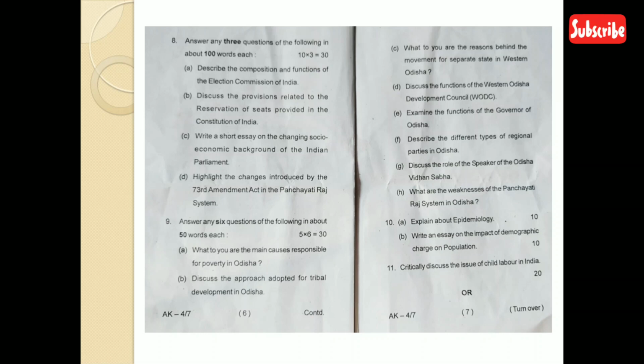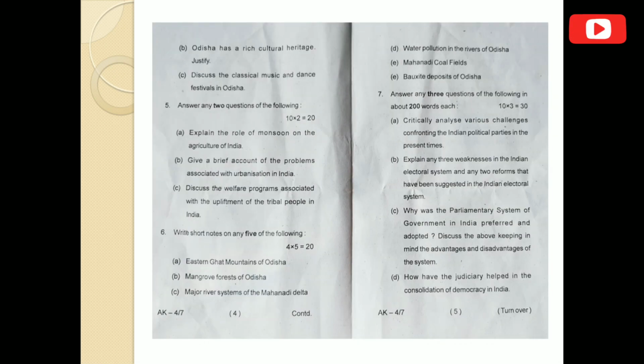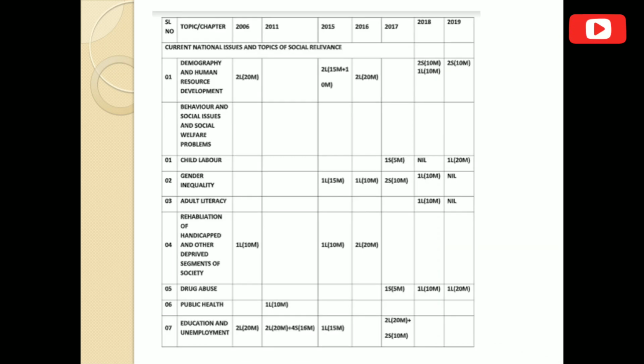Coming to the last part, where you have 80 questions this time, you see lots of ecological and environmental issues. This part you can see: current national issues, types of social elevation. You have demographic this time. You have two short questions of 10 marks every year. It is coming most of the time.